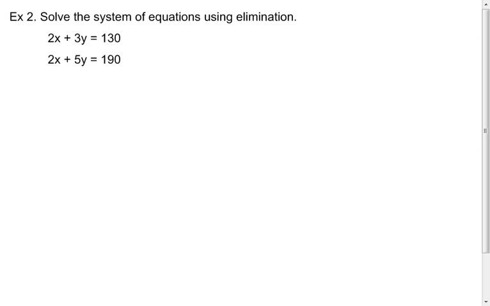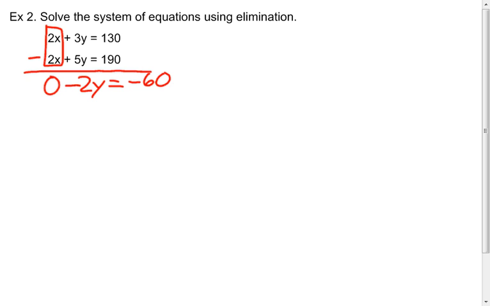Okay, next example. Still using elimination, still looking for opposites and things that are the same. So here I have two pieces that are exactly the same. Remember, same means I'm going to subtract the equations. So 2 minus 2 equals 0, so that piece goes away. 3 minus 5 gives me negative 2y. 130 minus 190 gives me negative 60.